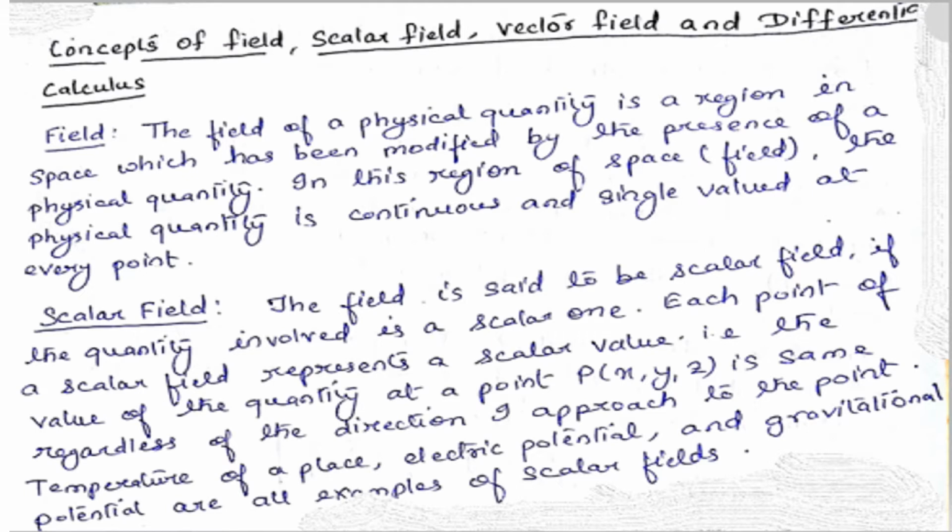Based on that, as the name suggests, we are going to talk about scalar field and vector field. The definite thing which comes into our mind is this: when we talk about scalar field, we are talking about scalar quantities. Whenever scalar quantities are involved, we talk about scalar field. Whenever vector quantities are involved, we talk about the vector field.